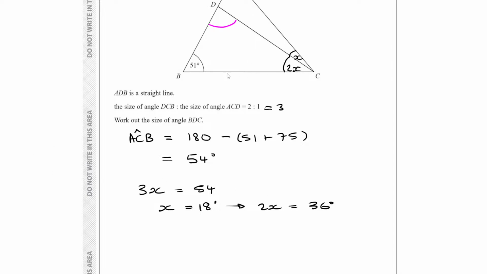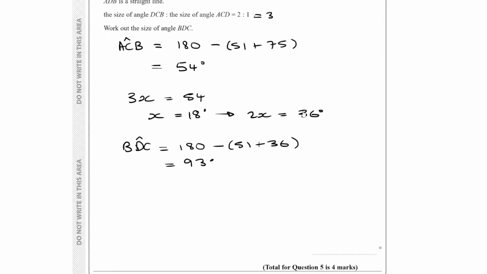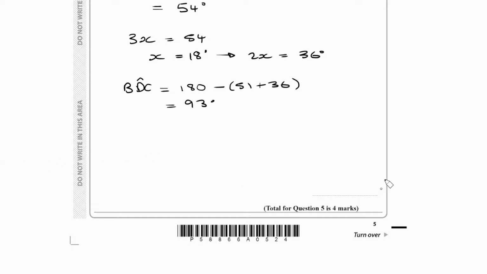So now I know that that's 36, and then my final answer, BDC, that angle, is another triangle, isn't it, 180 minus the 51 and the 36, which gives me 93. Those of you who've written 93, that's perfect, you should get 93. And it's 4 marks, that's quite a nice one for 4 marks. As long as you get 93, even if you've done it in a different way, that's fine, as long as your answer is 93, then it will be mathematically correct.